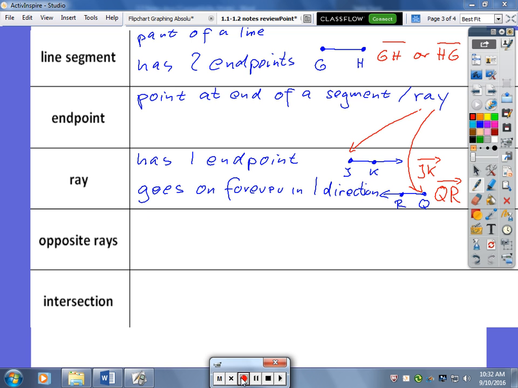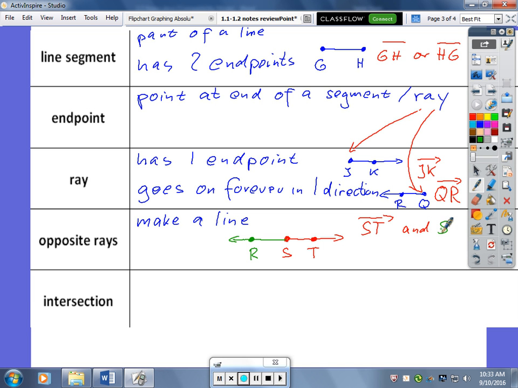Opposite rays make a line. Let me draw ray ST. And to the opposite direction, ray SR. The rays ST and SR are opposite rays, and together they create a line that goes on in both directions forever.